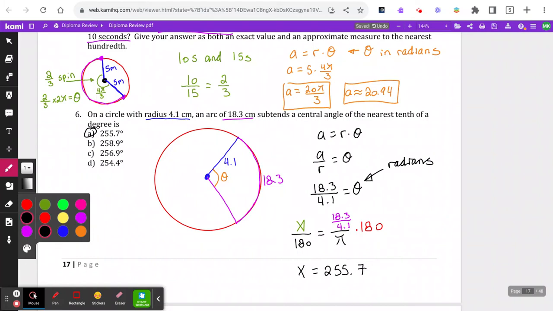My sketch is atrocious for a 255 degree angle. It's much closer to a 90 degree angle.